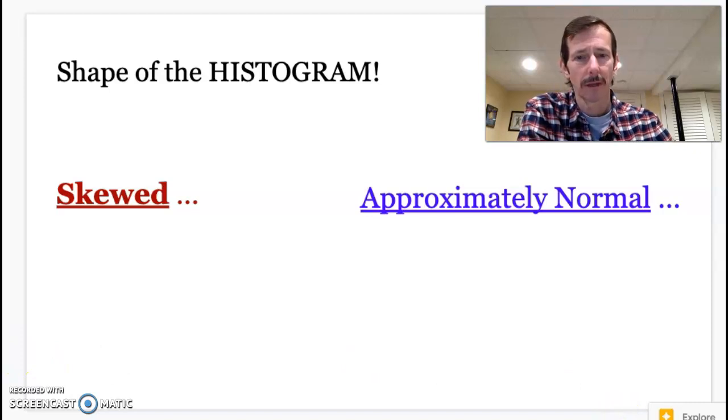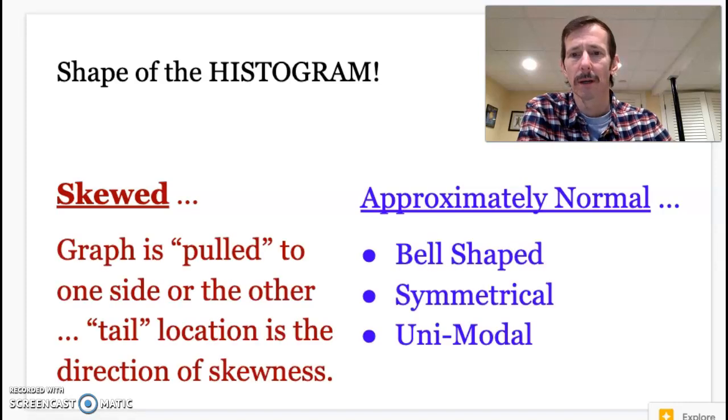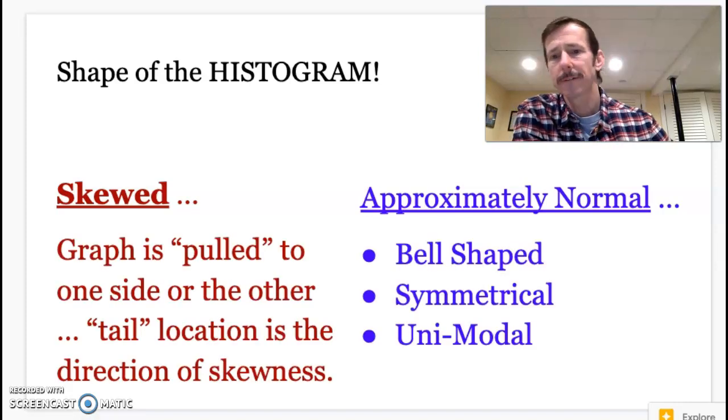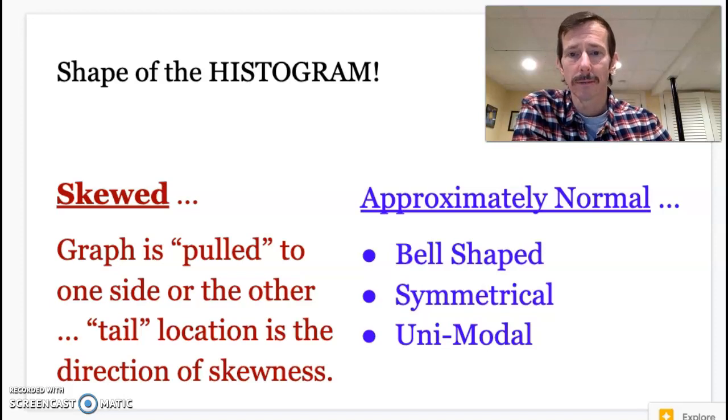That matters. And I think we alluded to this earlier already, but a skewed graph is pulled to one side or the other, either direction. And the tail itself is the direction of the skewness, where an approximately normal distribution is bell-shaped, it's symmetrical, it's unimodal. And sometimes these words are often used instead of the word normal. So if somebody says a symmetrical graph, a bell-shaped graph, they're all talking about the same thing. So visually, what do those look like? It's a good question. We should take a look at that.